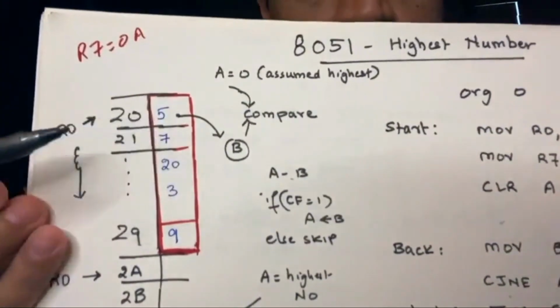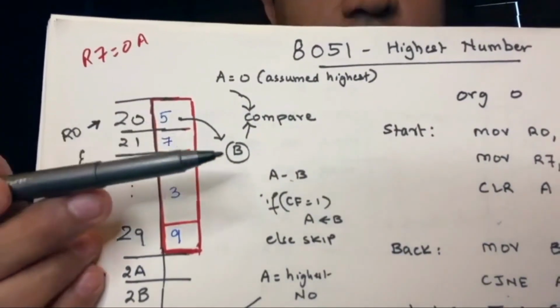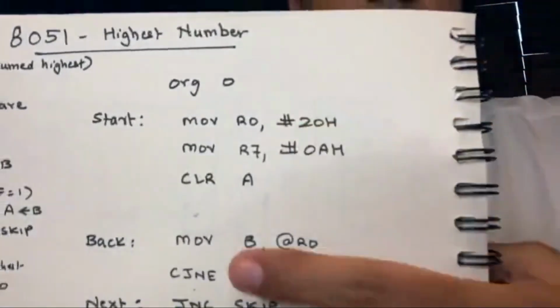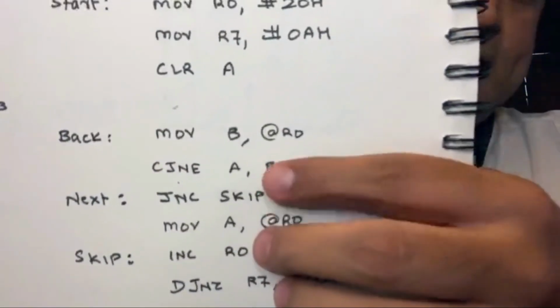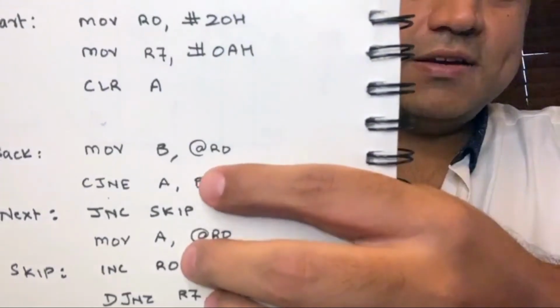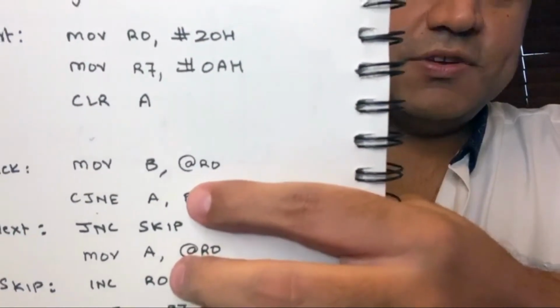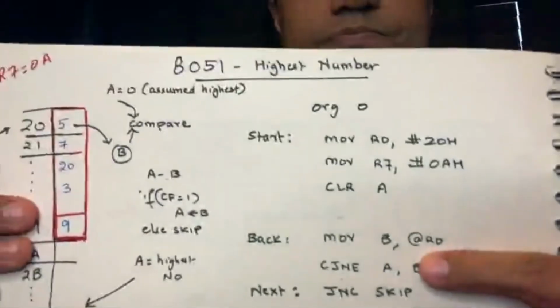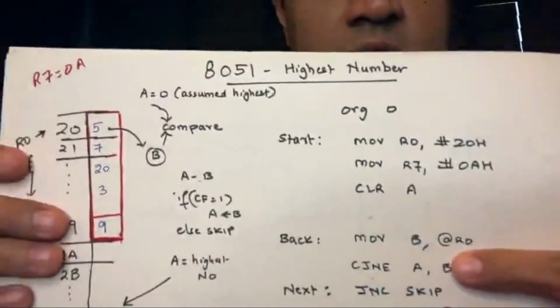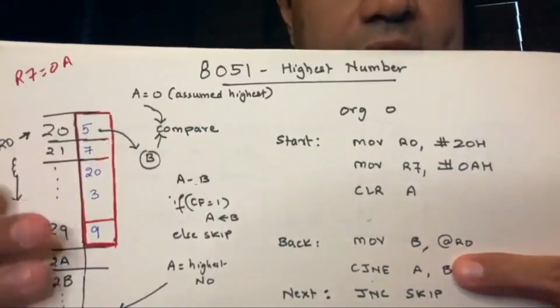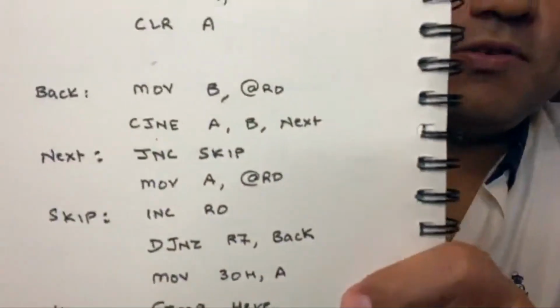Now, take the number pointed by R0 into a register like B. MOV B, @R0. Tell me, did you understand this? B gets the number pointed by R0. Is that clear? Now, clear? Number came in B. You will compare A and B. Now see this fabulous instruction.